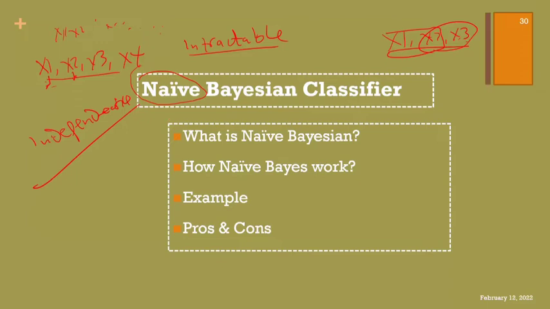So what do we do in this case? We now assume that X1, X2, X3 are independent of each other. So whatever probability we're going to compute, we compute it irrespective of the dependency. This is where the name Naïve actually came from.